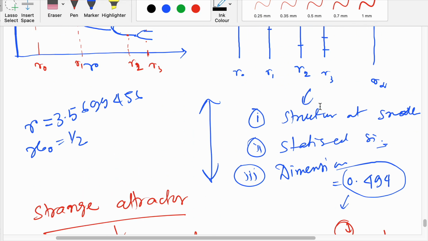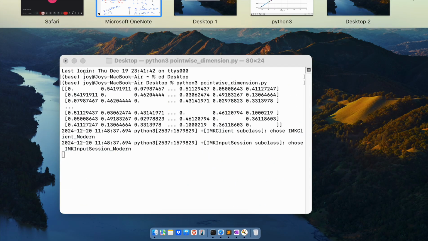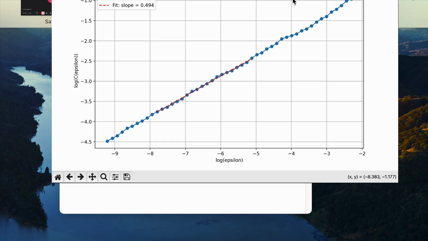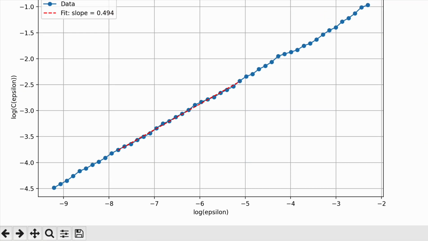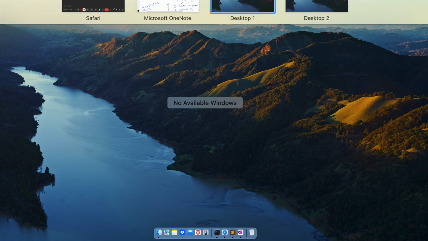The complicated looking structure, the strange attractor on which the whole chaotic orbit is going to settle, is a strange attractor whose dimension is less than 1. That means it becomes a fractal. So that's it. I'm not going further into chaos and fractals.